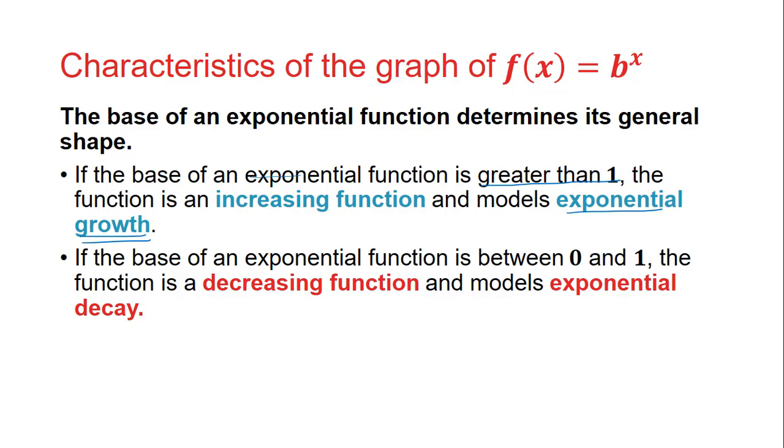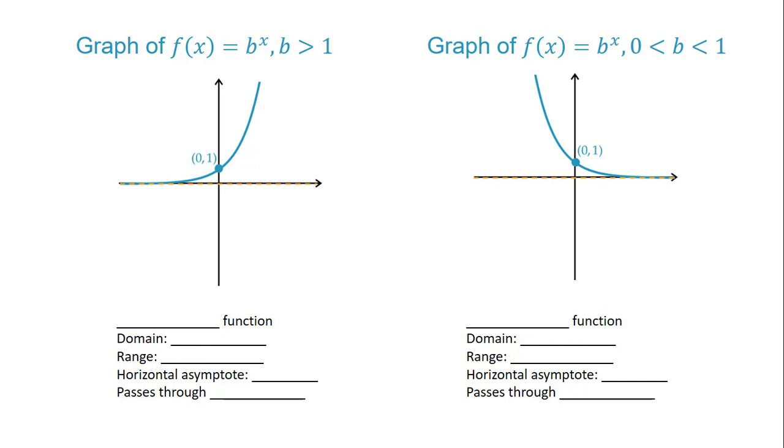We're going to talk about applications of that later on, like the deal with half-life of radioactive isotopes. But so if the base is greater than 1, increasing growth; between 0 and 1, the function is decreasing and exponential decay. So the basic shapes of the graph of y equals b to the x for b greater than 1, notice that we have this horizontal asymptote at y equals 0.